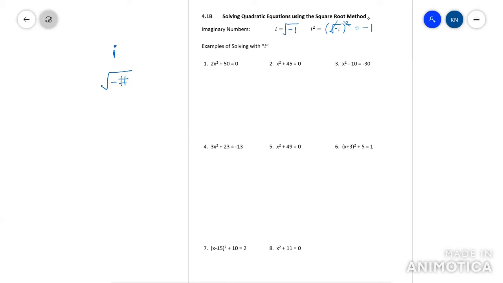This is super important to know: i squared has a value of -1. All right, so let me show you how this works. Basically, you're still going to solve these things like normal. So like this number 1, I would subtract 50 first. And if you've seen the other video, you want to get x squared by itself. So here you're still going to divide by 2 before you do anything else.